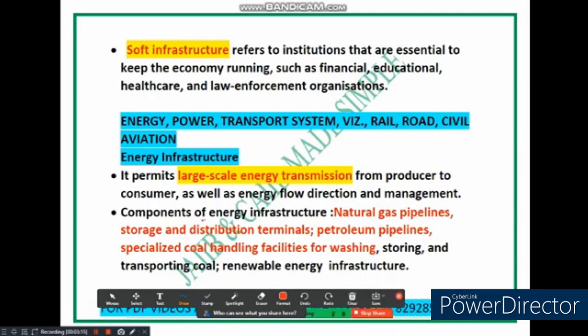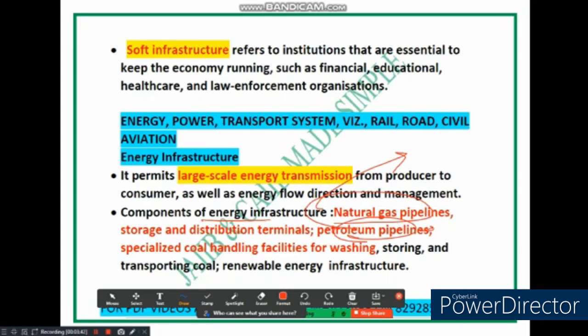Now let's discuss the components of energy infrastructure. Basically, energy infrastructure includes various components that are crucial for production and distribution of different types of energy resources. The first is natural gas pipeline. Natural gas is transported through pipelines over long distances. Next is petroleum pipeline, which is similar to the natural gas pipeline. It is used to transport petroleum products like gasoline and diesel from refineries to distribution centers.